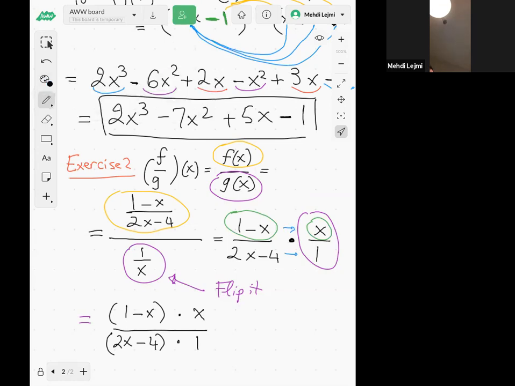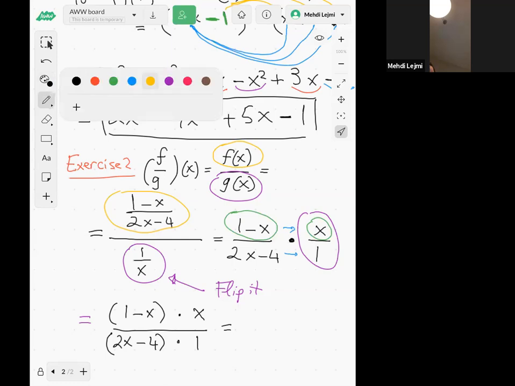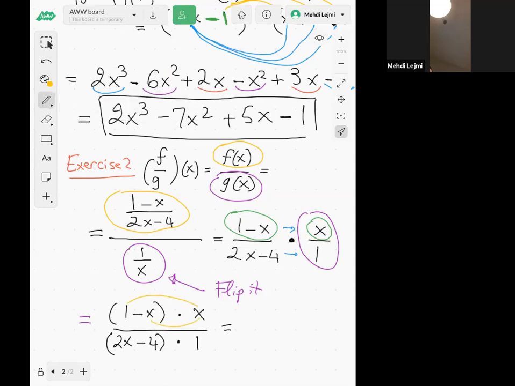And now the top, we're going to have 1 times x, and then x times x. So 1 times x is x minus, because we do have a minus here, x times x, it's x squared, over, and then here it's just times 1, so it's going to be the same thing, which is 2x minus 4. Okay. So this will be the answer.